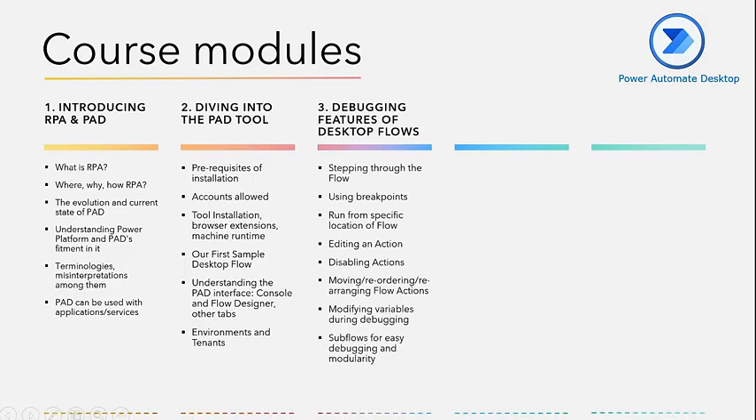Moving on to the third module, that's debugging features of the desktop flows. Debugging has been used in several programming languages since its inception. Likewise, debugging was also there in the RPA Power Automate desktop tool. So we'll see how to step through every line of code or line of action of the flow, how to use breakpoints, run the flow from a specific line of code or specific line of action, editing an action, disabling actions, moving, reordering, rearranging actions, modifying the variables during debugging, and the use of subflows for debugging and modularity.